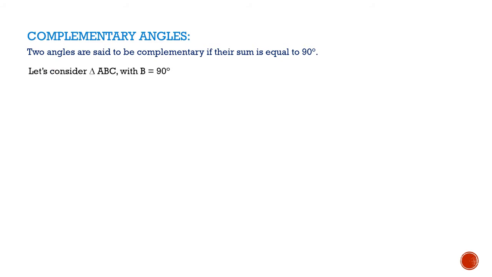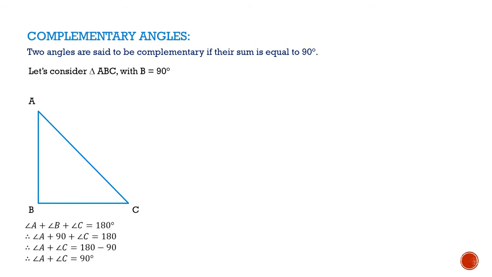Okay, so let's consider, for instance, triangle ABC with angle B equal to 90 degrees. Obviously, in any triangle the summation of all the angles is equal to 180. That means A plus B plus C will be equal to 180, and we know that B is 90 degrees, so we can easily replace that value in the equation. So what we shall be getting is the summation of angle A plus angle C is equal to 90 degrees. The summation of two angles coming to 90 degrees means A and C are the complementary angles here.